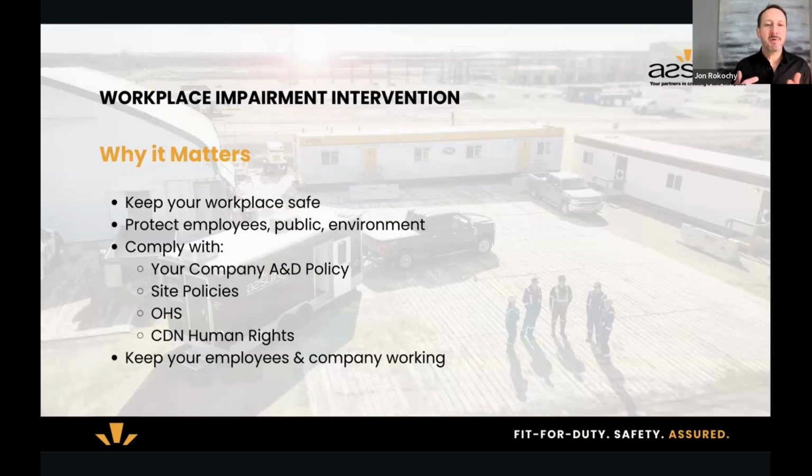This matters because it's helping you comply with that policy, and site policies. By site policies, I mean if your company is working on another site, then, as part of your contract and part of your terms, you've likely agreed to abide by their drug and alcohol policies and safety policies as well. It's also important to comply with occupational health and safety.